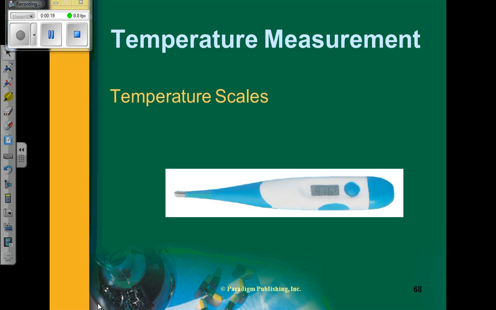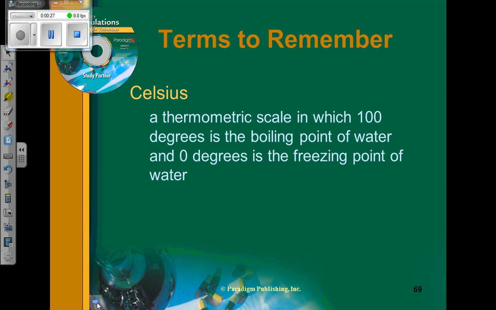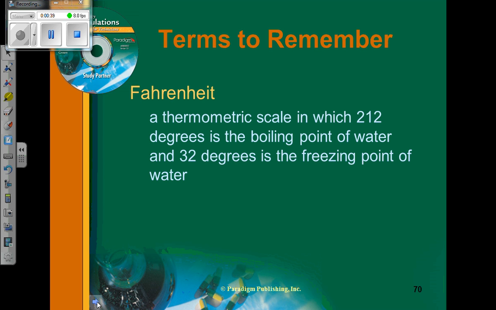So temperature scales, of course, can be told in Celsius or Fahrenheit. Celsius is a thermometric scale in which 100 degrees is the boiling point of water and 0 degrees is the freezing point of water. Fahrenheit is a thermometric scale in which 212 degrees is the boiling point of water and 32 degrees is the freezing point of water.